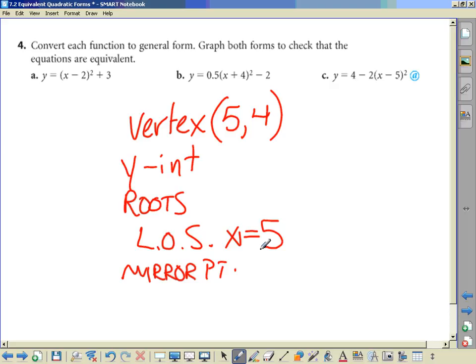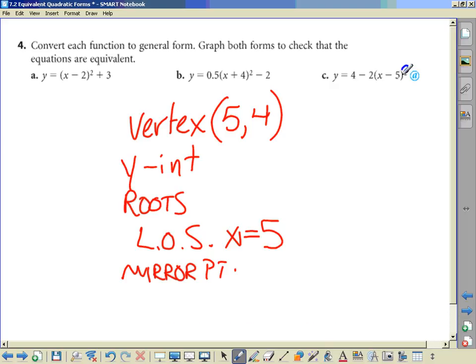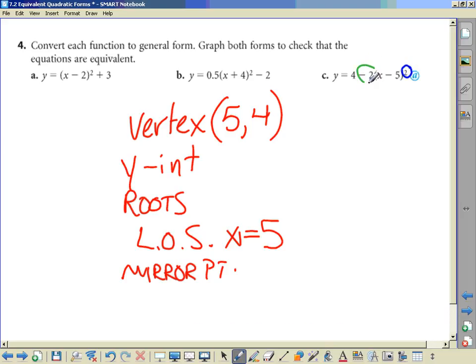Y-intercept, roots, and mirror points, those aren't as obvious right now. So let's go ahead and let's work on C. Let's think about how we convert now. Well, there are 3 steps here. The first step we're going to do in blue, and that will be to square that quantity. The second step we'll do in green, and that'll be to distribute the -2.